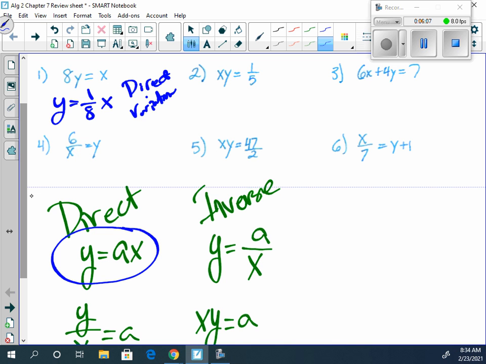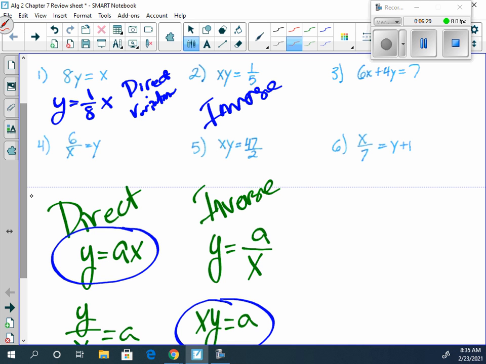Now, number 2, y times x is equal to 1/5, or really x times y is equal to 1/5. Well, that's our inverse variation. x times y equals a. So this here is inverse. This one's a little bit easier to see because it's already set up in that form. x times y equals a number.